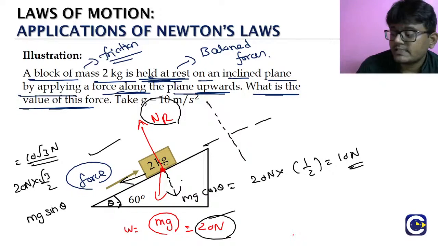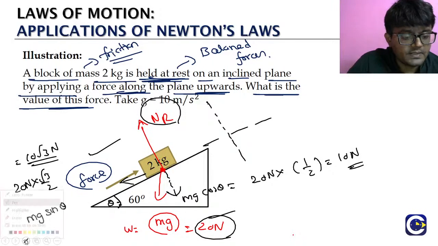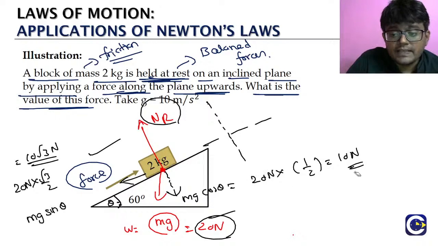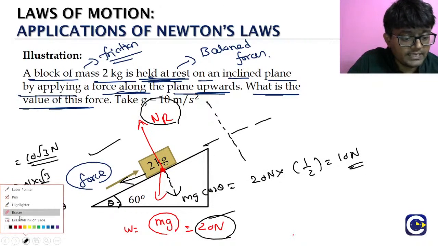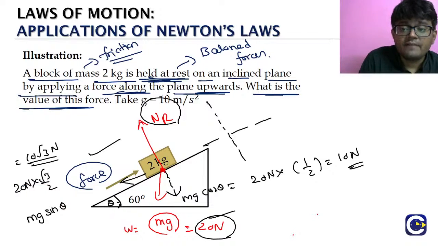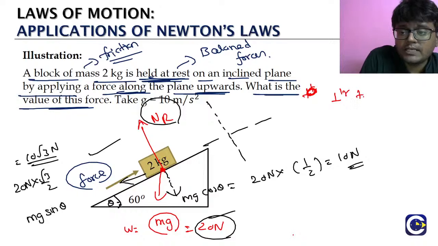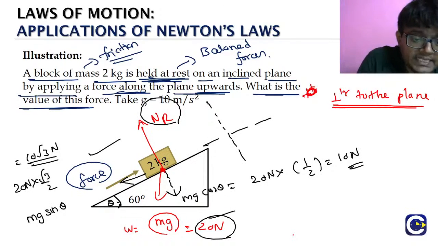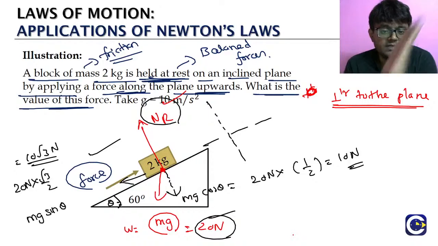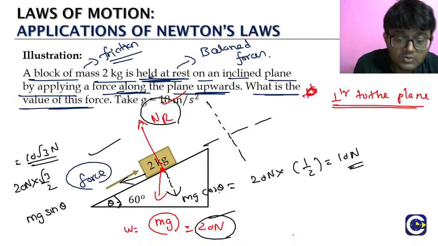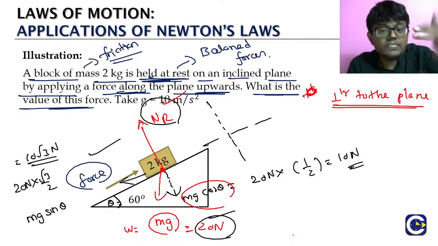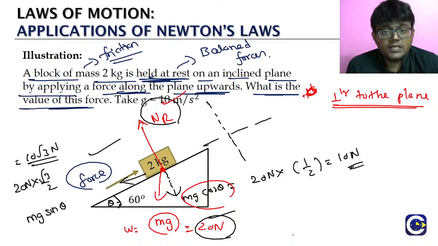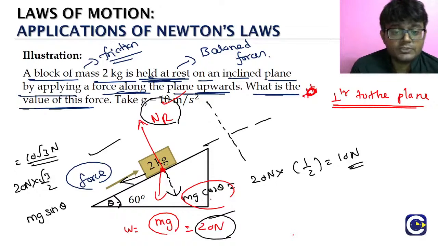So now what we will do is, we will look at the equations. We have to look at the balancing of forces. First we will look at perpendicular to the plane. Perpendicular to the plane, how many forces are there? There is a normal reaction which is perpendicular to the plane, up. Then there is a component of the weight which is perpendicular to the plane, down.